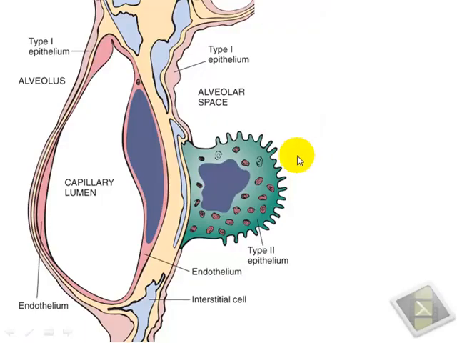Yes, right. Now it's easy to divide the lung diseases into three major types. Since we have three major areas inside the lung, it's quite easy to divide them into three major areas.